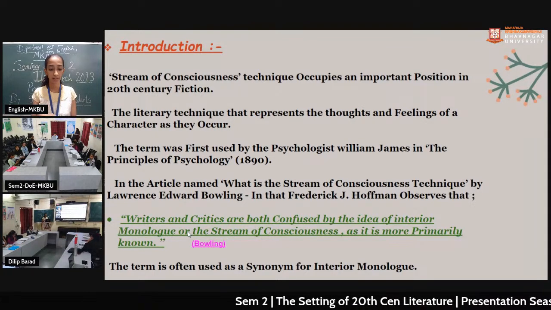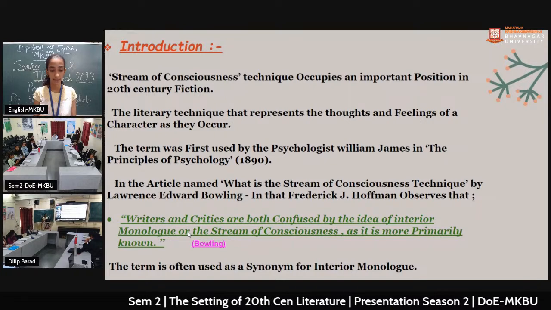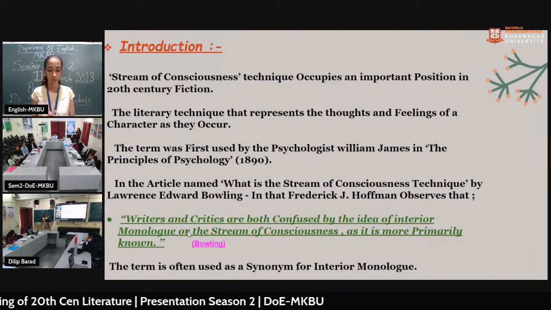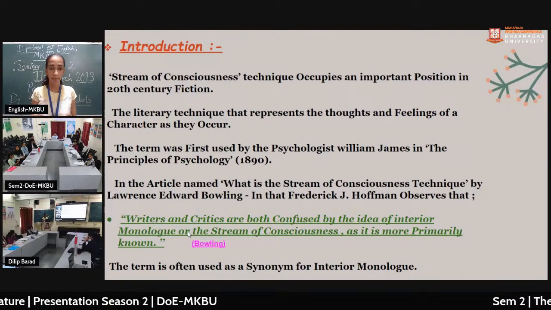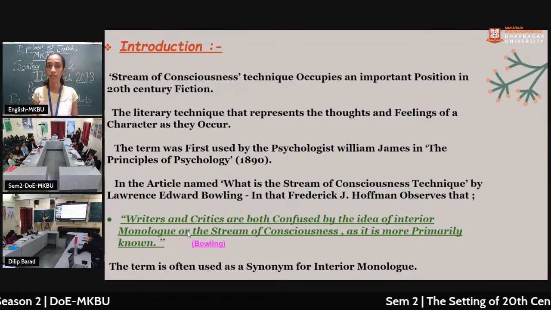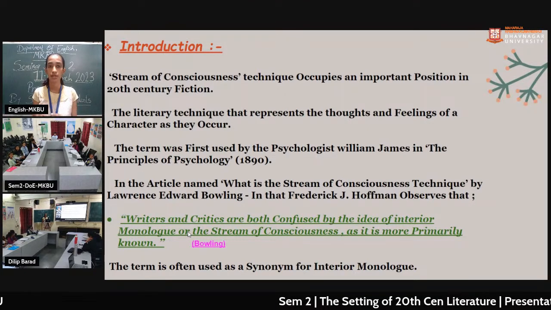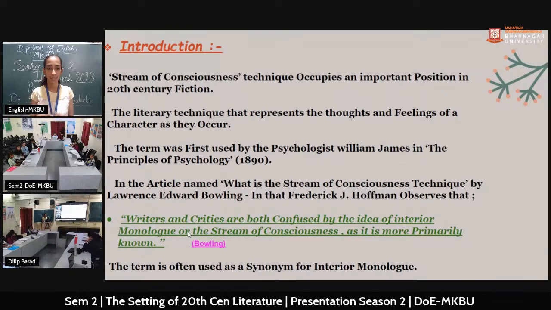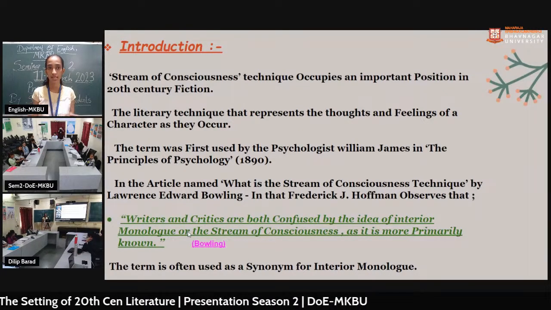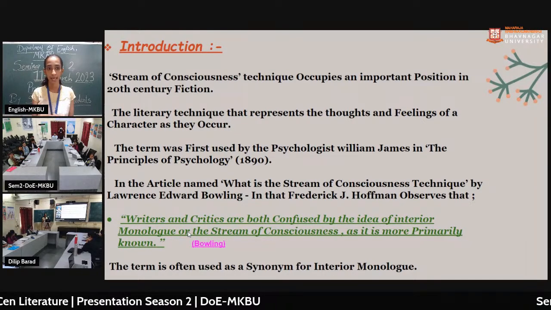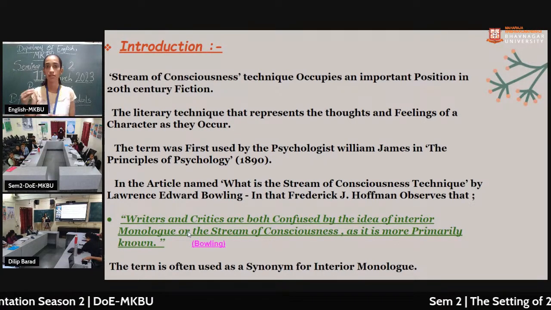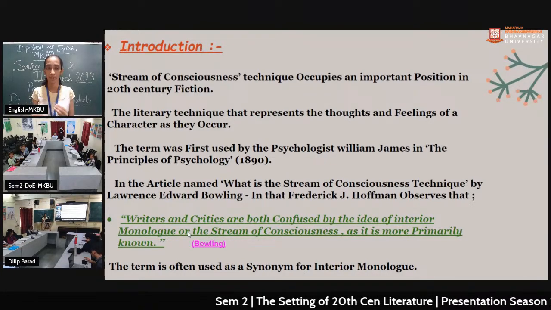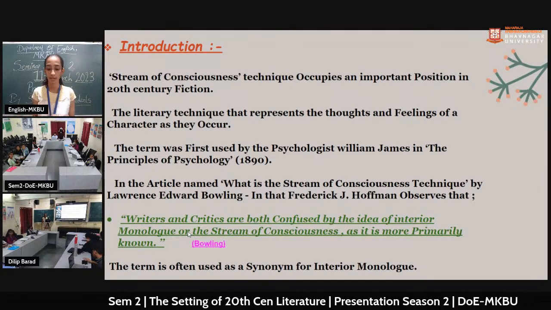Here I have taken one line from the article: writers and critics are both confused by the idea of interior monologue or the stream of consciousness, because in some ways both terms are often used as synonyms for each other. But here we have to understand that interior monologue and stream of consciousness both depict the same idea, that they represent the character's thoughts to the readers, and that is why we can say they are referred to as the same in one way or another.